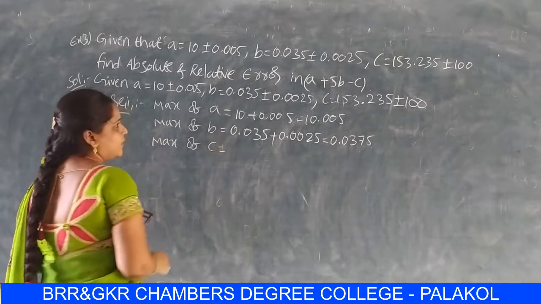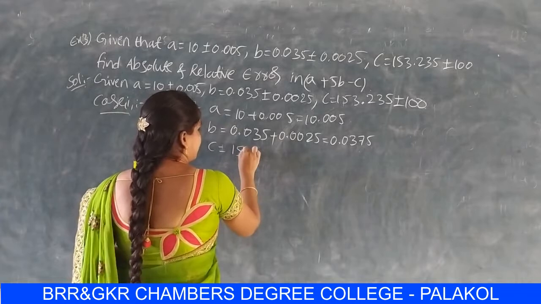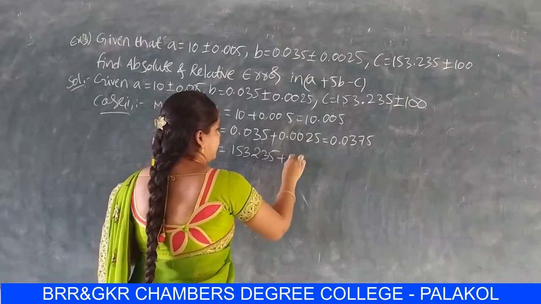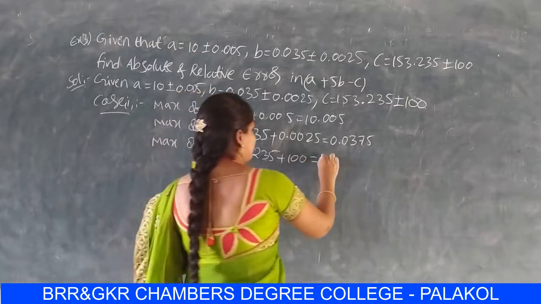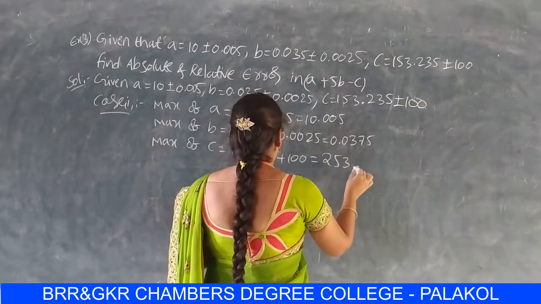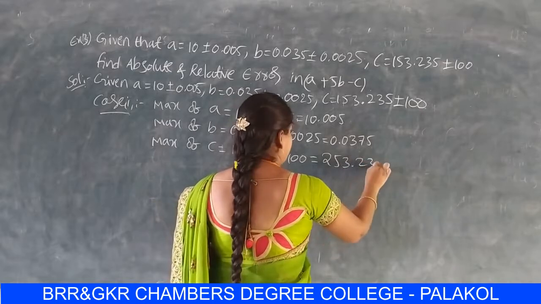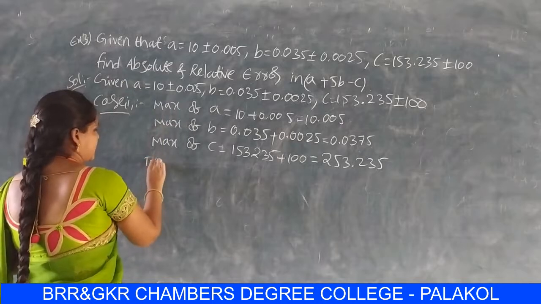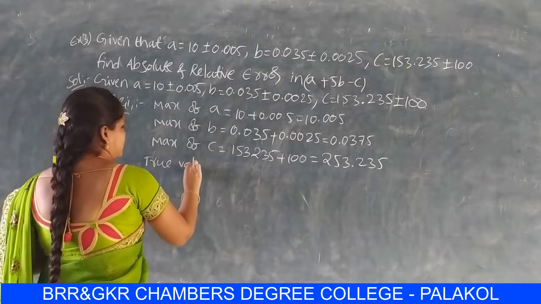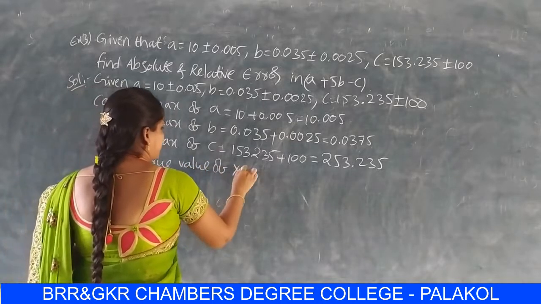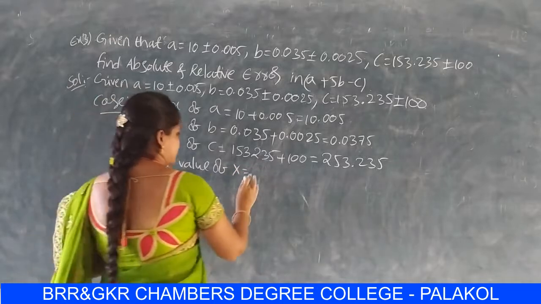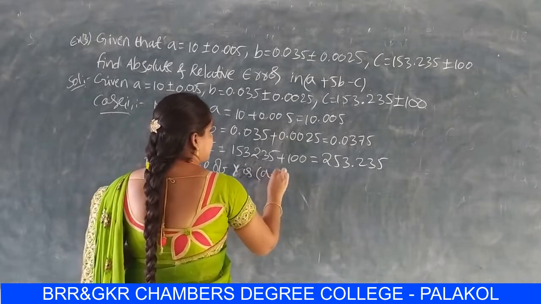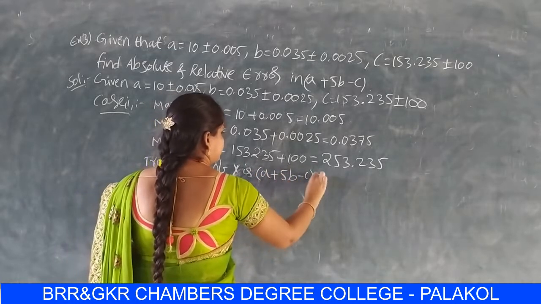Maximum of C is equal to 153.235 plus 100, which is nothing but 253.235. So now the true value of x is equal to A plus 5B minus C.